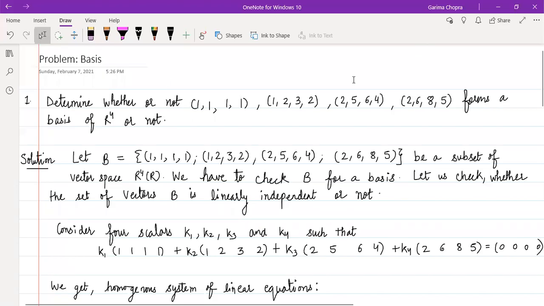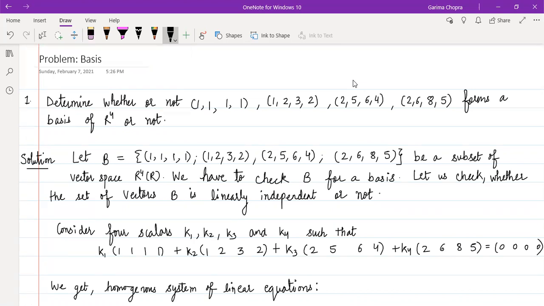Namaskar students. In this video, we will take one more problem on the concept of basis and dimension. The problem is we have to determine here whether or not this collection of four vectors forms a basis of R4 or not. See, this vector space R4 has dimension 4. So this collection of four vectors may or may not form the basis of R4.